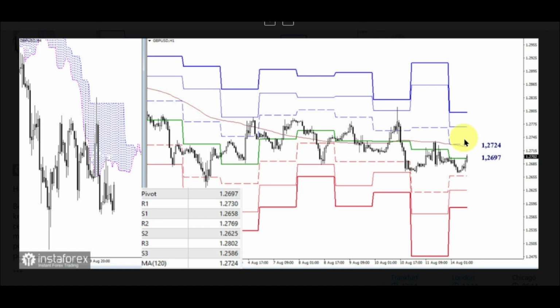Additional intraday reference points today are resistances of 1.2730, 1.2769, and 1.2802, and supports 1.2658, 1.2625, and 1.2586.